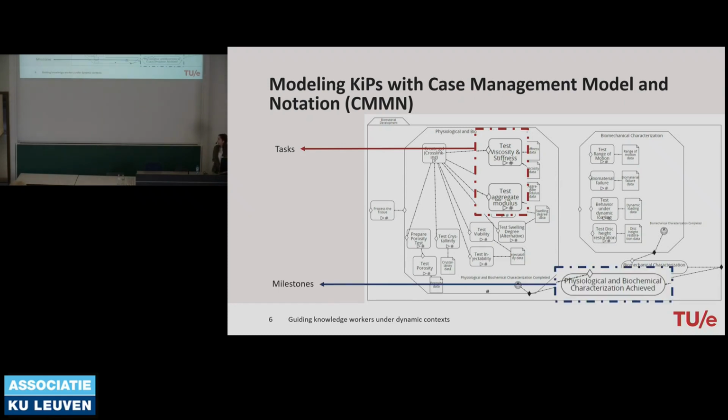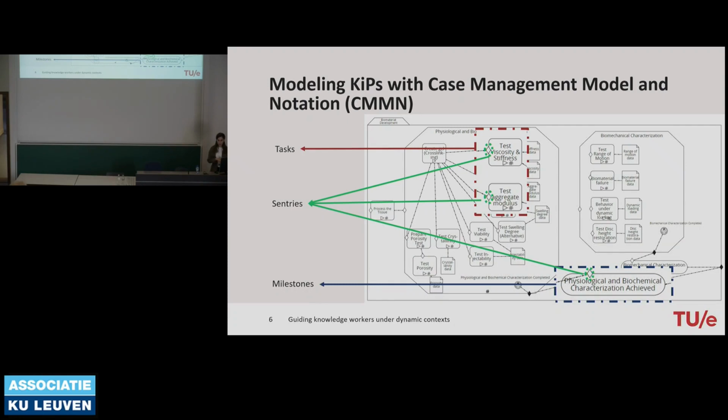Here we have something called milestones. These are, again, represented in rectangle-like shapes, again with rounded edges. Milestones represent some achievable targets within a case model, and in a knowledge-intensive process setting, they can be used to model goals. And attached to these tasks and milestones, you see some diamond-like shapes.